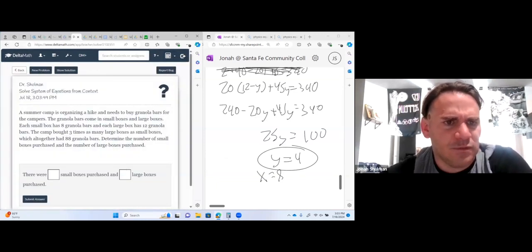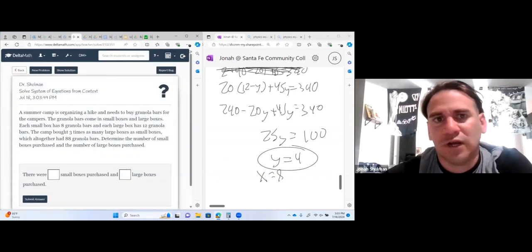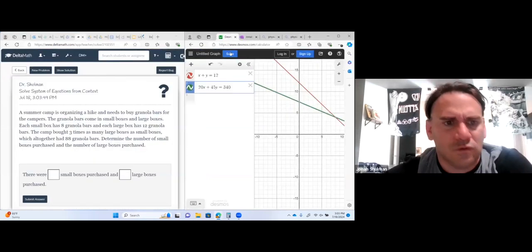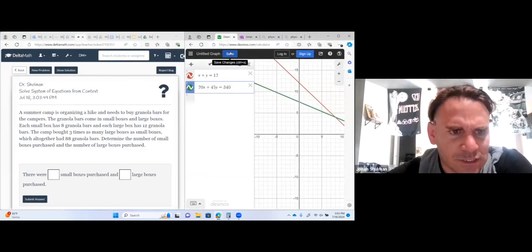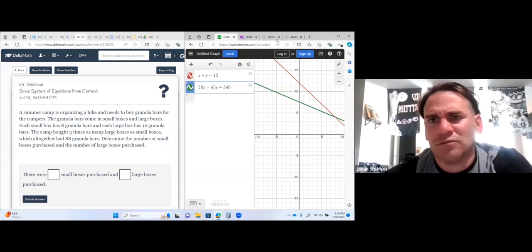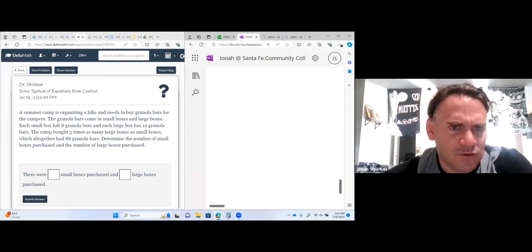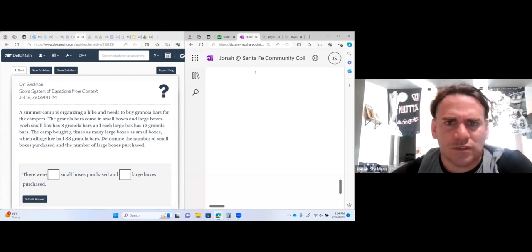All right. A summer camp is organizing a hike. And let's do graphing this time, since we just did it the other way. Actually, let's do elimination. We haven't done elimination yet, so let's eliminate. The granola bars come in small and large boxes. Okay, so I'm going to do X is small.